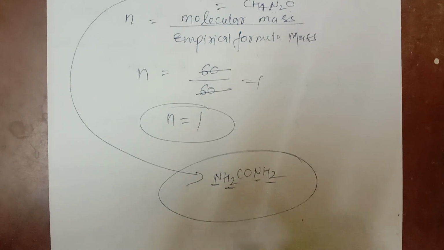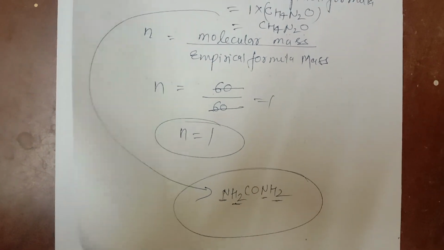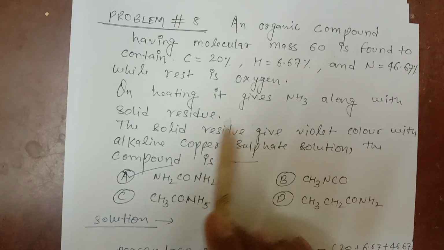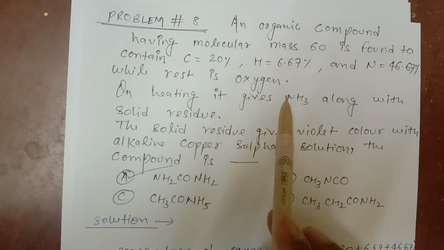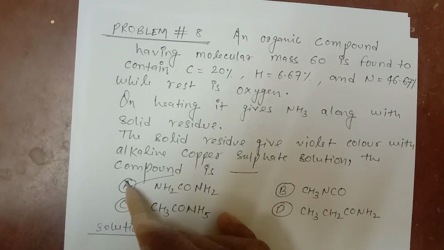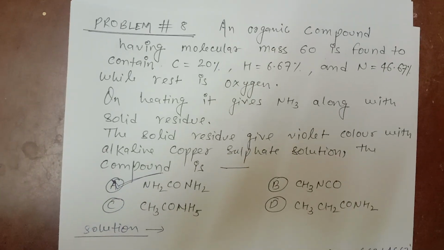So hope you got the concept. This is the answer, students. Here A is the correct option, NH2CONH2. When you heat it, you will get NH3 and the other reaction will take place in A. Hope you got the concept. Thank you. Have a good day.